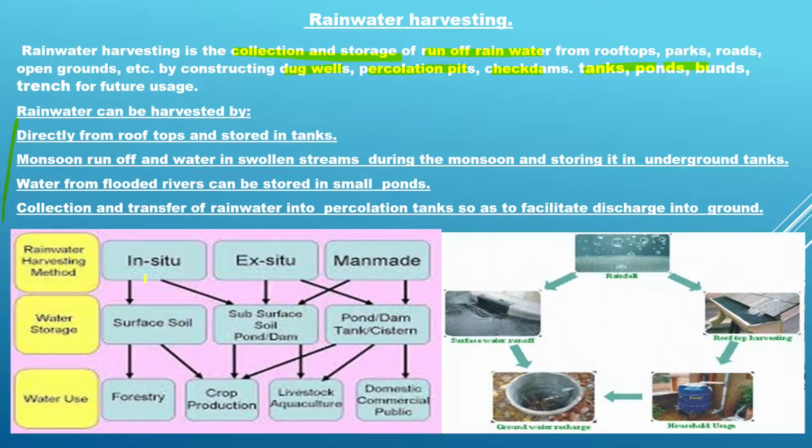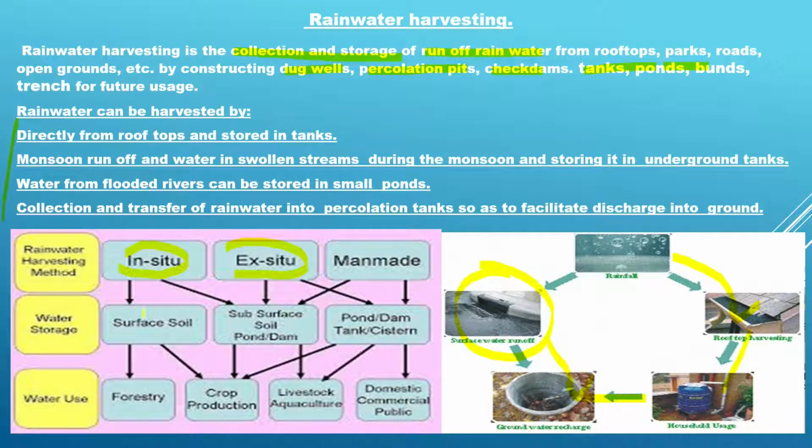Next one, rainwater. Rainwater gets collected on the rooftop, then it is delivered through the pipe to the tanks, and from there it is sent to the groundwater table where it is getting filtered. Same way, surface runoff is directly collected into the groundwater recharge wells.